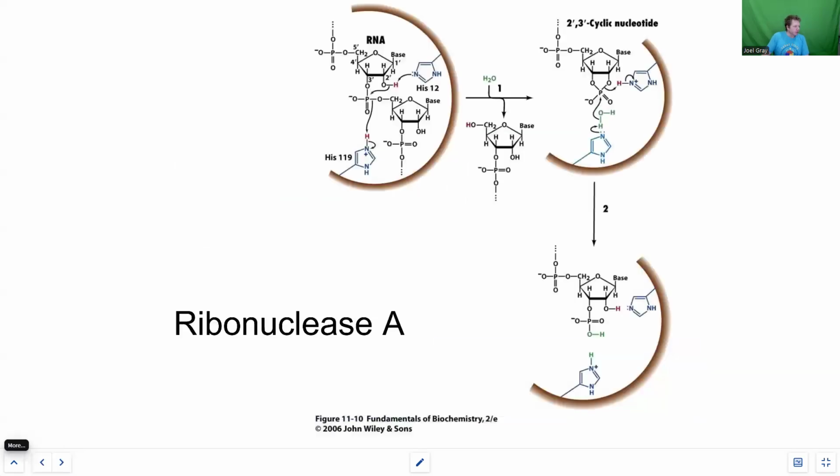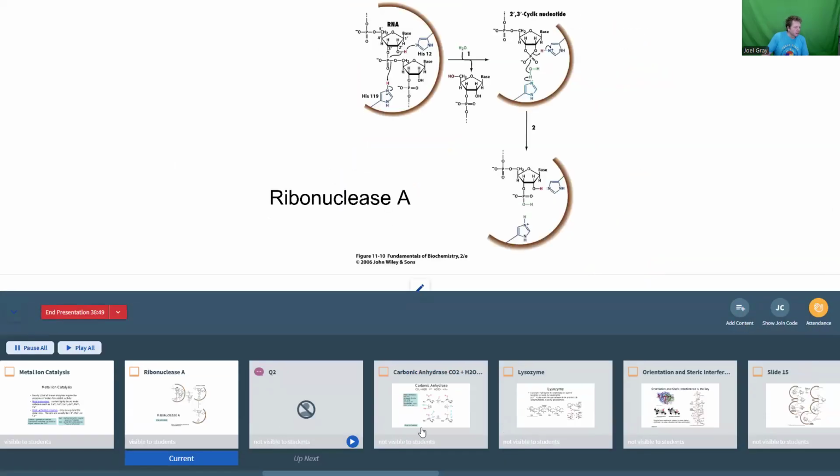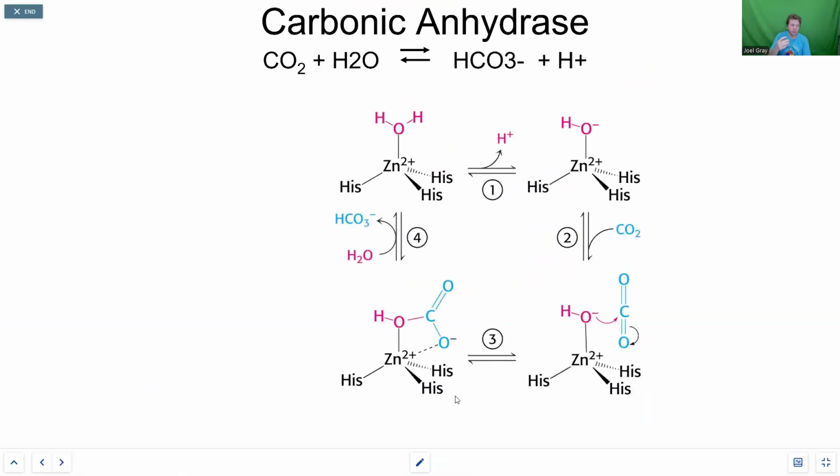Okay, so we've talked about ribonuclease A. Now what we're going to look at is an example of a metal ion catalyzed reaction. Carbonic anhydrase is an enzyme that we've talked about previously. Carbon dioxide reacts with H2O to produce HCO3- and a proton. How does this work? Why does this work?